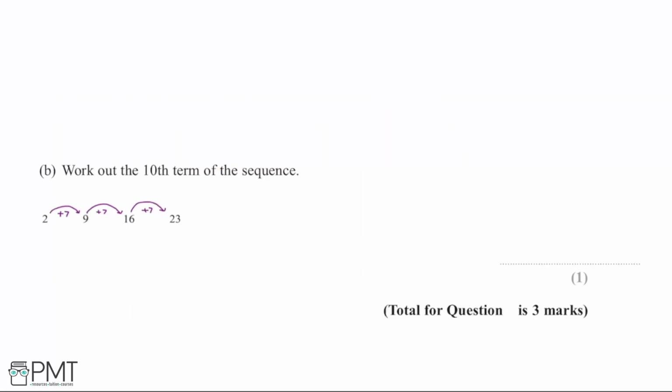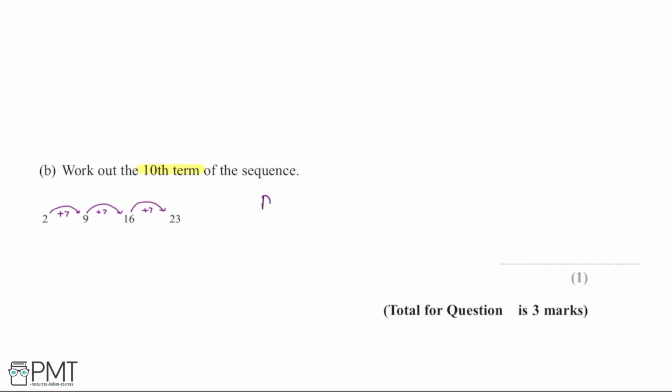We're now asked to work out the 10th term of this sequence, and in order to do this we could simply add 7 until we reach the 10th term, so we'd add 6 more lots of 7 onto 23, or we could work out the formula for this sequence and then use that to work out the 10th term. So if I go about it that way, I'm going to use the DIANO method.